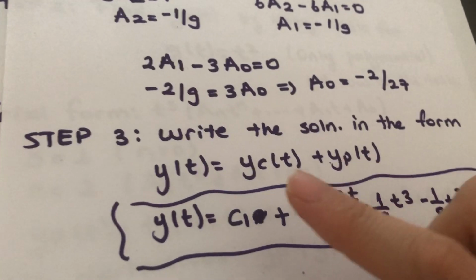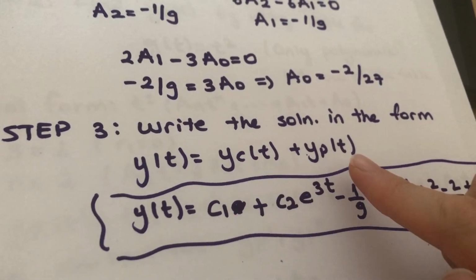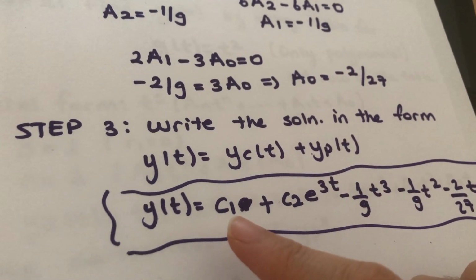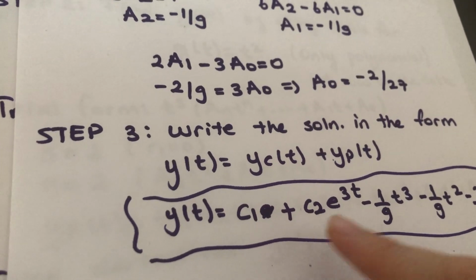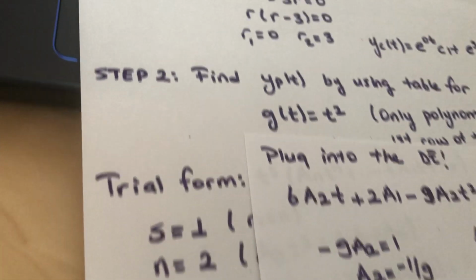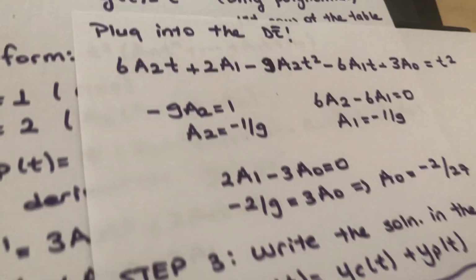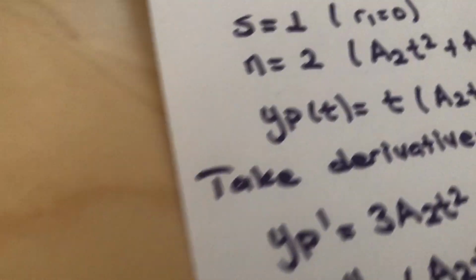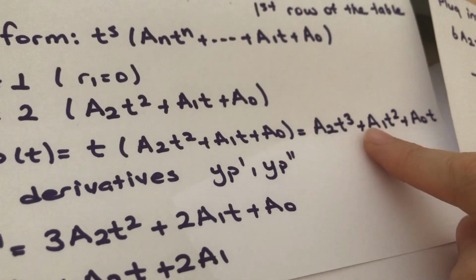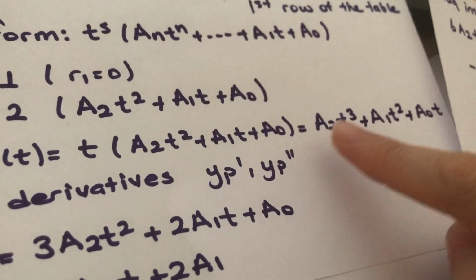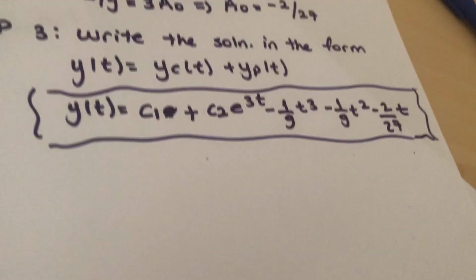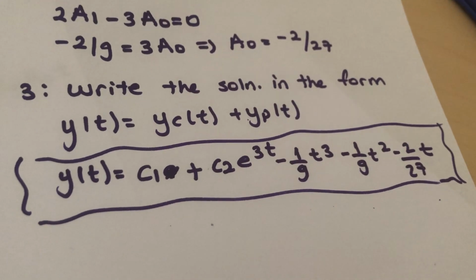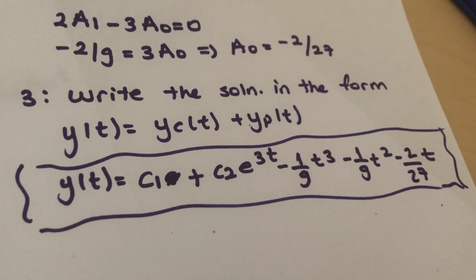So my solution is in the form of y complementary plus y particular. y complementary I found as c1 plus c2 e to the 3t from the first step. Here you go. And from the second step, the particular solution was in the form of, here you go, this one. So I found what a0, a1, and a2 are, and I just plugged them in, and this is the general solution of my non-homogeneous differential equation.